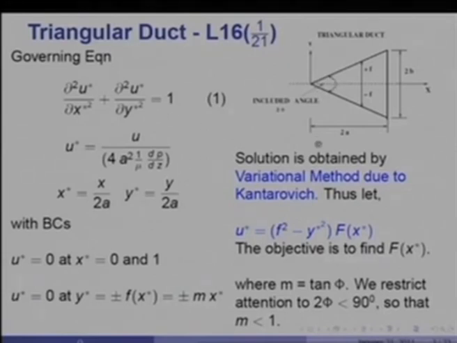For such an equation, solution can be obtained by variational method due to Kantorovich. Thus, let u star, which is a function of x and y, be given as f square minus y square multiplied by some function of x star. The objective is to find out what is f of x star by satisfying the boundary conditions and the equation. We will restrict our attention to 2 phi less than 90, so that m is always less than 1. Remember, m is equal to tan phi.